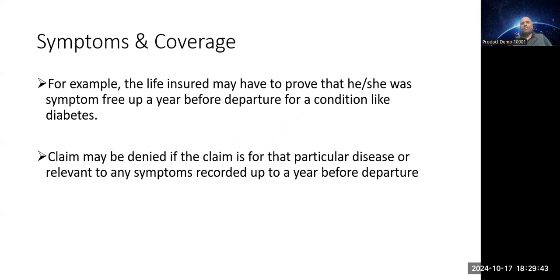Symptoms and coverage. For example, the life insured may have to prove that he or she was symptom free for about a year before departure for a condition like diabetes. And your claim may be denied if the claim for that particular disease is relevant to any symptoms reported for up to a year before departure.